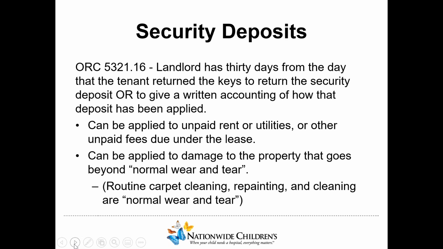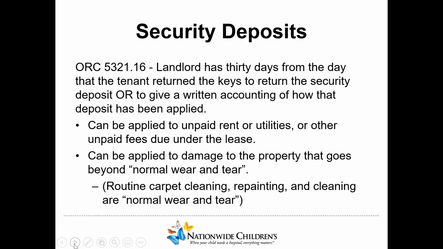The security deposit can also be applied to damage to the property that goes beyond normal wear and tear. So if the tenant caused damage that's beyond normal wear and tear, then the landlord can keep the security deposit or apply it to pay for those damages. And that can include things like, maybe a broken window if the tenant broke the window and it needed to be repaired, or making a significant hole in the wall that needed to be repaired. Those are some examples of things that are beyond normal wear and tear. Things like routine carpet cleaning or just general repainting and cleaning, things that landlords should do normally in between tenants, those constitute normal wear and tear, and the security deposit should not be kept for those types of fees.